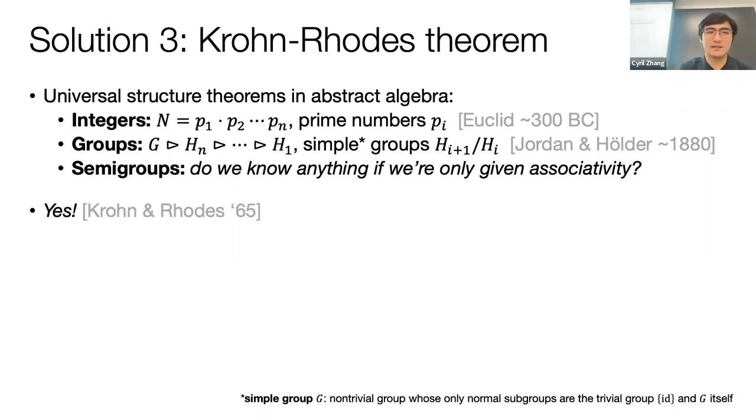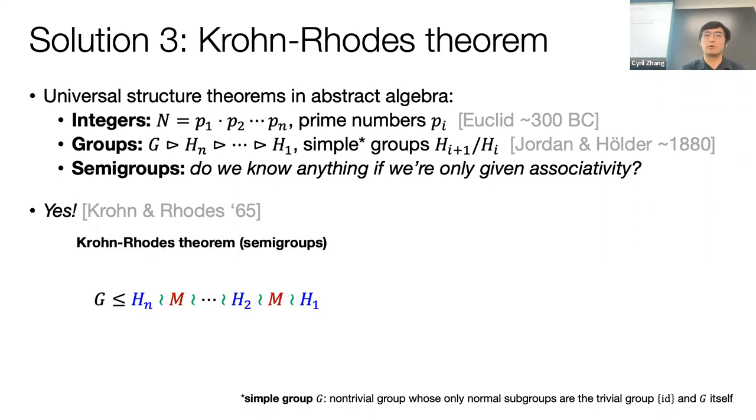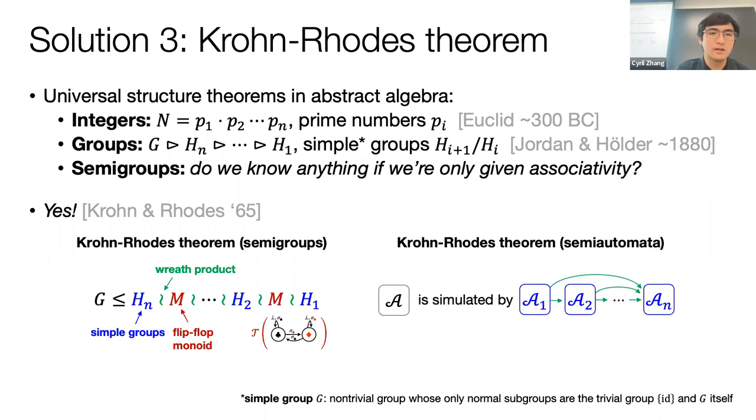The resounding answer to this is yes, and this is the Krohn-Rhodes theorem for semigroups. It tells you that every semigroup is contained within the alternating wreath product of some simple groups and copies of the flip-flop monoid, which is just the transformation semigroup associated with this memory semi-automaton. This is the same wreath product as in the embedding theorem, the generalization of the semi-direct construction.